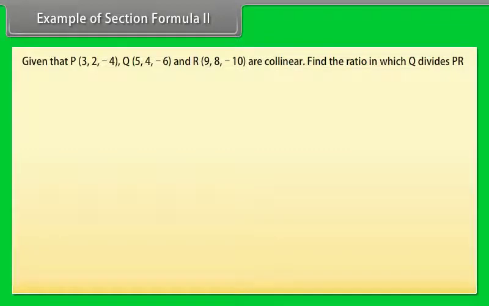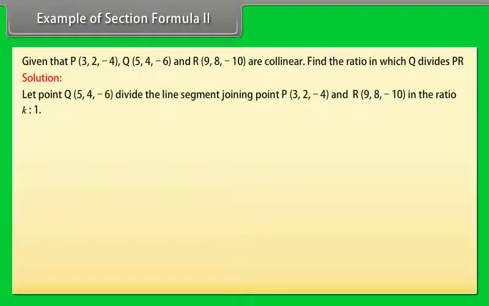Example of section formula 2. Given that P (3, 2, minus 4), Q (5, 4, minus 6) and R (9, 8, minus 10) are collinear. Find the ratio in which Q divides PR. Solution. Let point Q (5, 4, minus 6) divide the line segment joining points P (3, 2, minus 4) and R (9, 8, minus 10) in the ratio k:1.